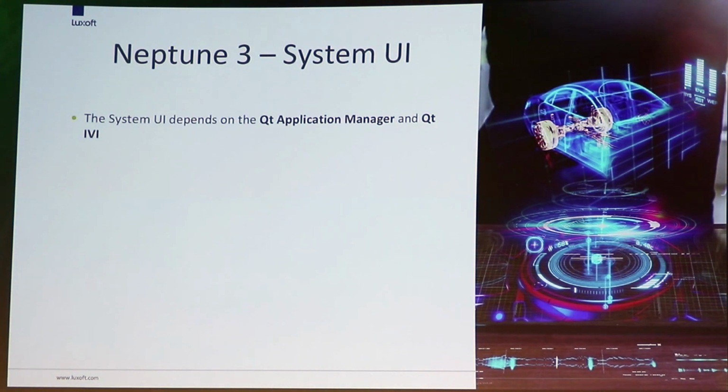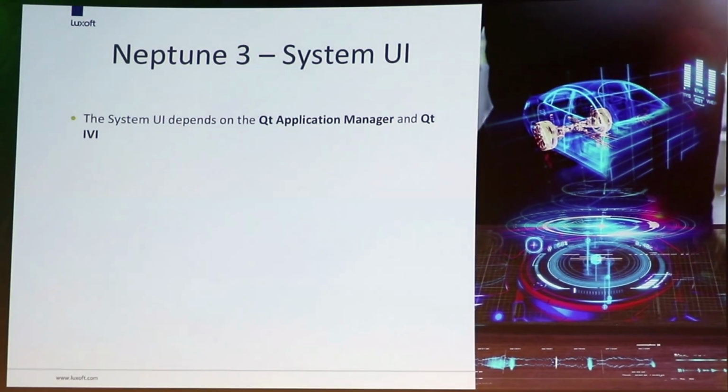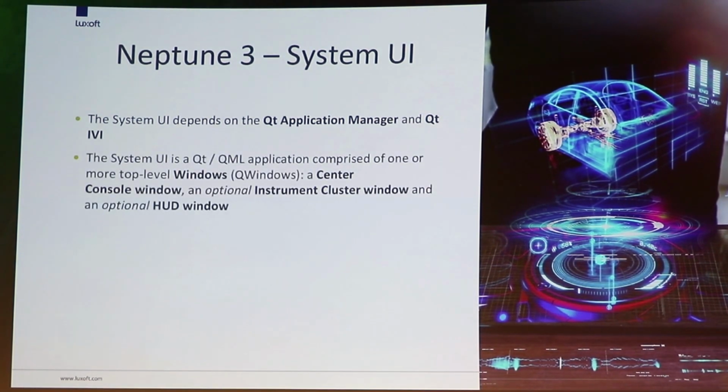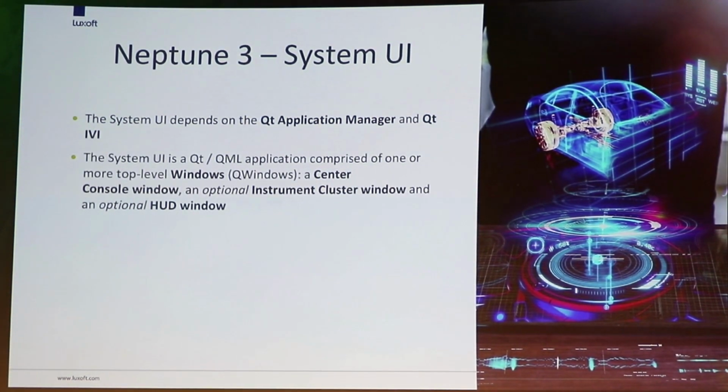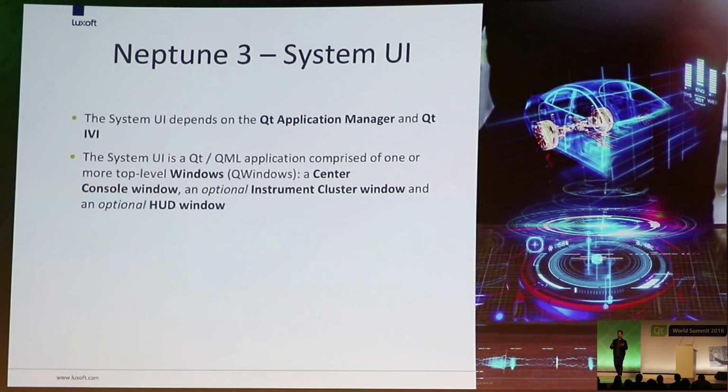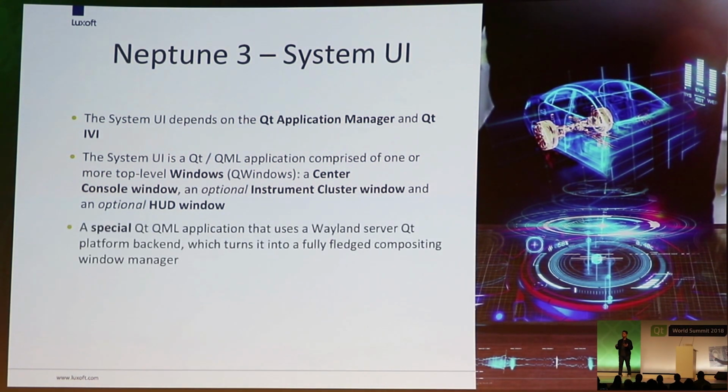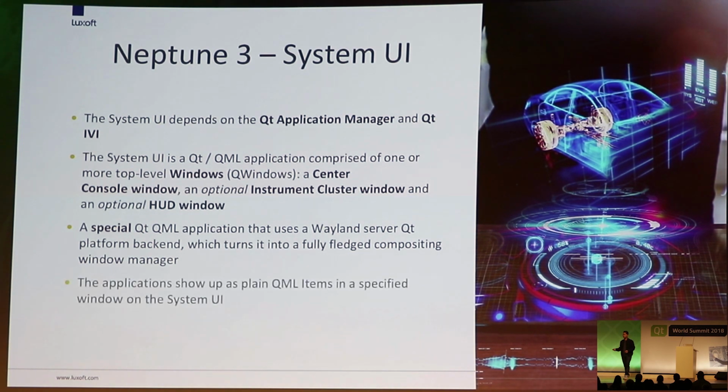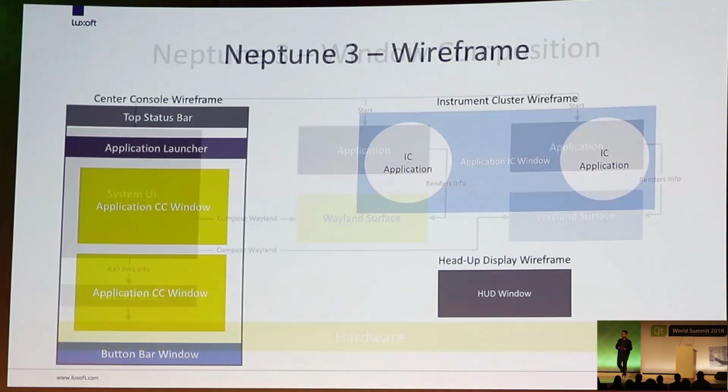And then, as I mentioned before, we have the system UI that depends on the application manager. This is the UI that manages the windows. So the Qt application manager uses the Qt Wayland backend to be able to manage those application windows that run separately and compose them in the right place, like for example in the widgets, or this one should be shown in the cluster and so on. And the applications show up as plain QML items in a specified window.